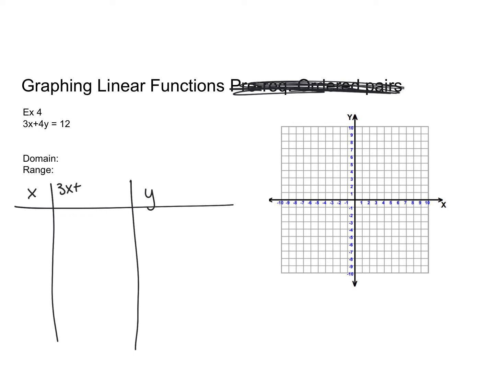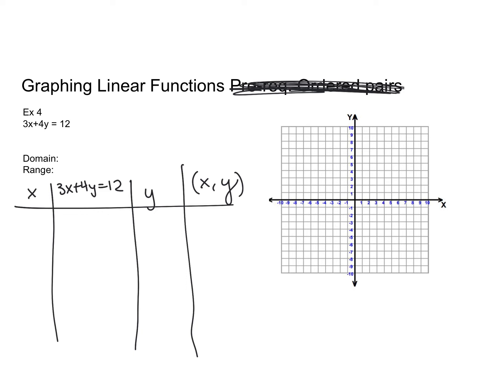And this time, the function is written differently. It's 3x plus 4y equals 12. It's not y equals blah, blah, blah, or f of x equals whatever. It is written differently, and that's okay. It's still a linear function because my degree is still a 1. And we can still make our table to help us. There is a little trick that I want to show you that is mathematically sound that will also help us.